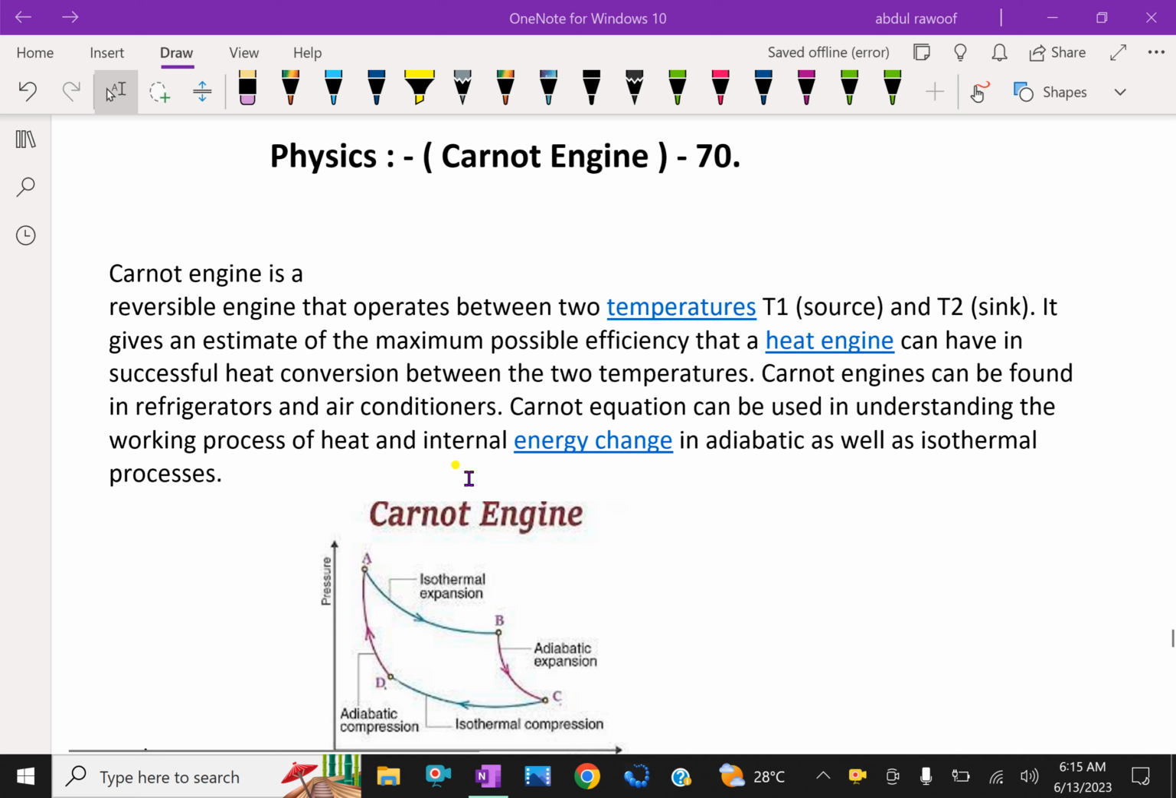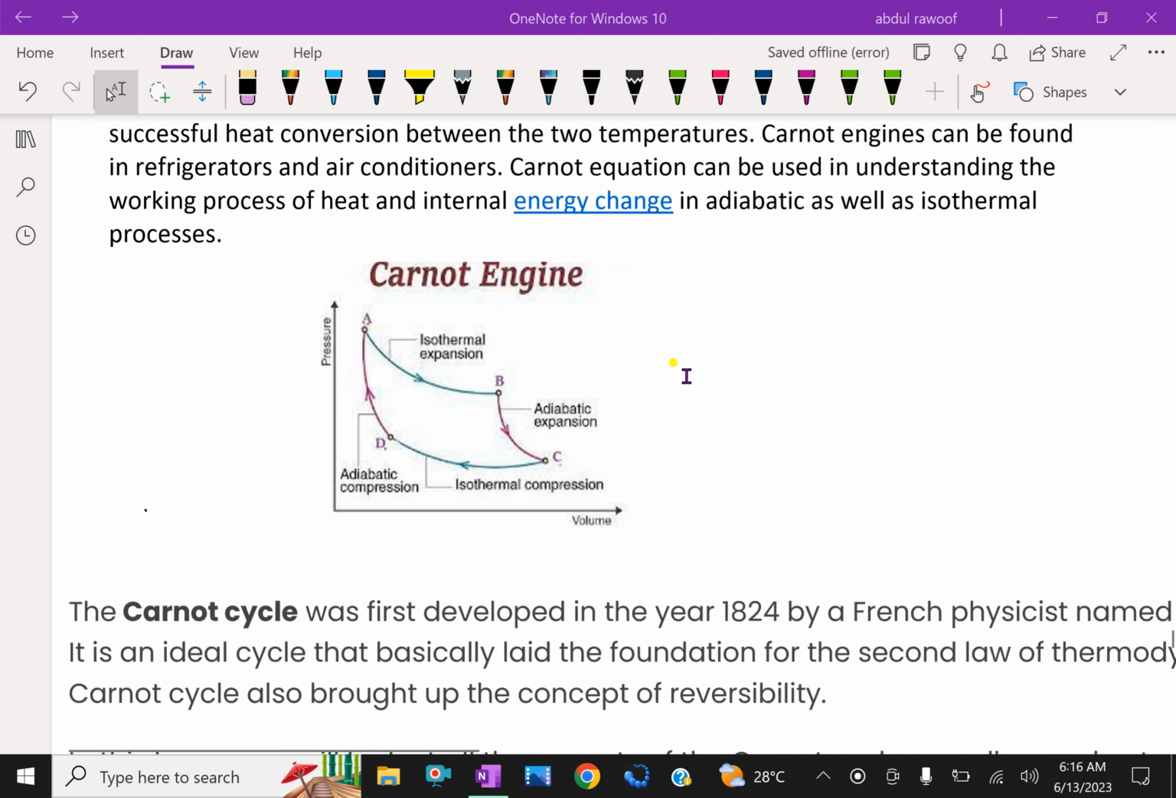The Carnot engine can be found in refrigerators and air conditioners. The Carnot equation can be used in understanding the working process of heat and internal energy change in adiabatic as well as isothermal processes. Here the Carnot engine works in a Carnot cycle. Look at your PV diagram. A to B is isothermal expansion, B to C adiabatic expansion, C to D isothermal compression, D to A adiabatic compression.